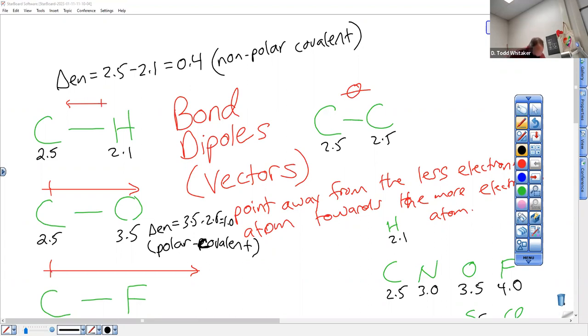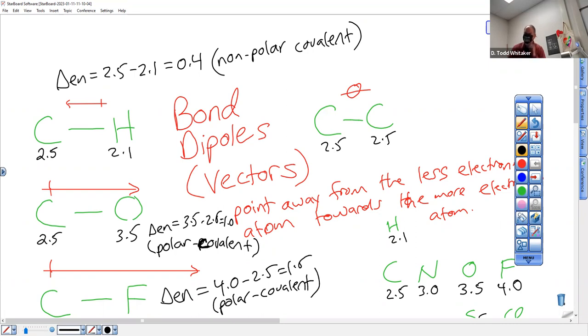And CF is just more polar covalent. That's 4.0 minus 2.5. Still polar covalent. How high does that number have to get for it to be ionic? Close, 1.9. So we don't have ionics on this page. And this one is definitely nonpolar covalent. Delta EN equals 0.